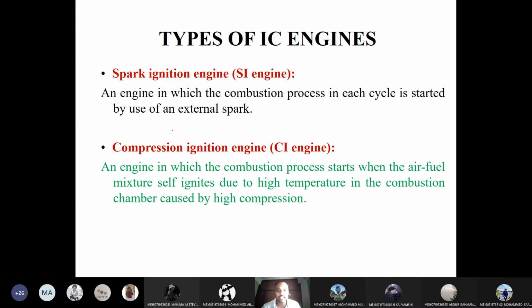Now, this is the SI engine and the CI engine. Just now I told you, an engine in which the combustion process in each cycle is started by an external spark, that is by using a spark plug. Here in this, the combustion starts when the air fuel mixture self ignites due to the high temperature inside the combustion chamber caused by the compression of air. That is the compression ignition engine.